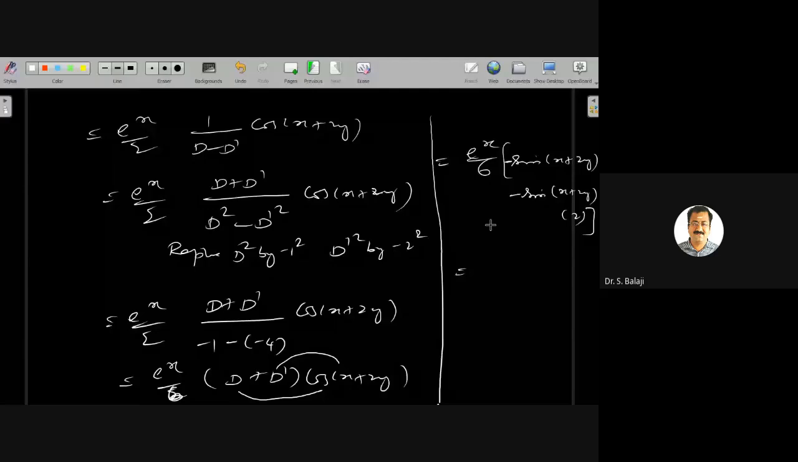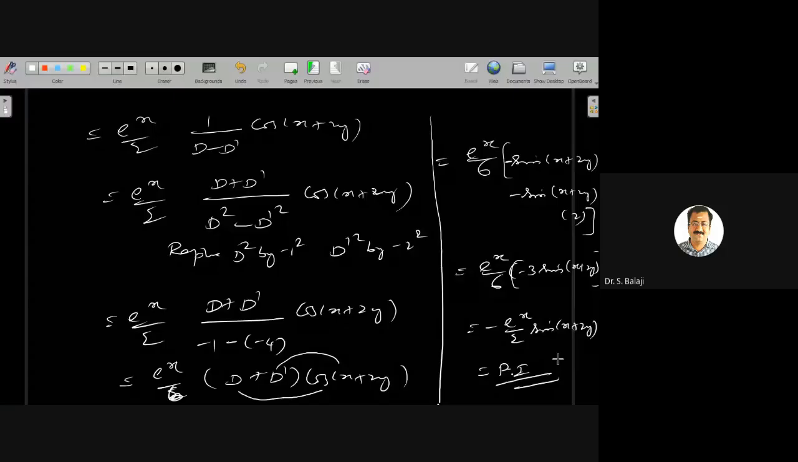Minus e power x by 2 sine of x plus 2y. This is your particular integral. That will be your answer. Okay.